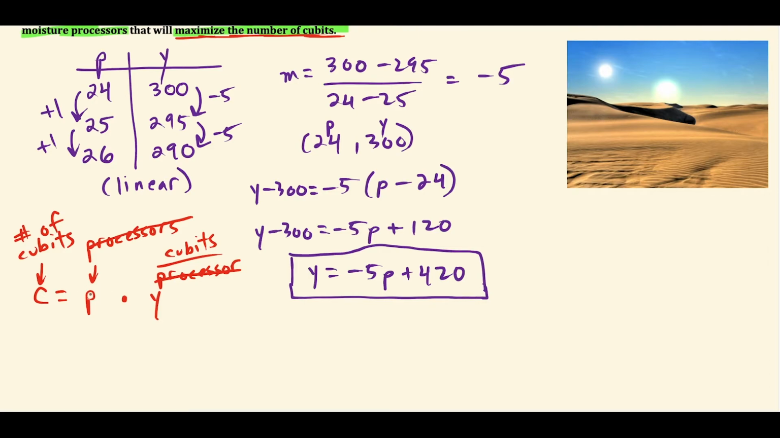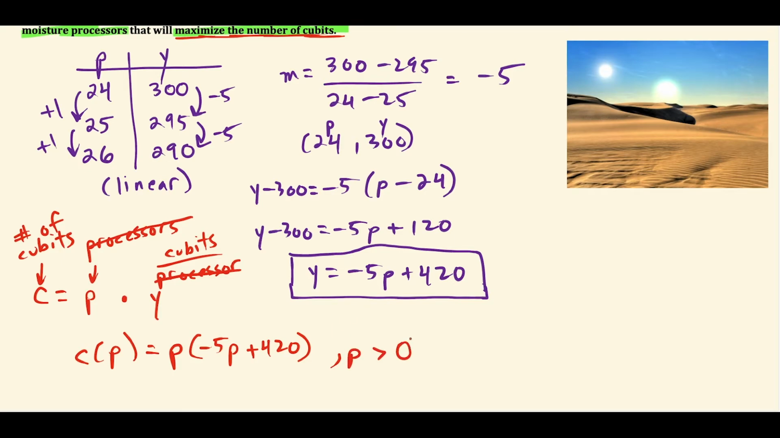So notice on the right hand side I have P and Y, but I only want it to be one variable. So what I'm going to do is instead of saying P times Y, I'm going to replace Y with this equation here. So now I could say my function C of P is equal to P times Y, where Y is equal to -5P plus 420.